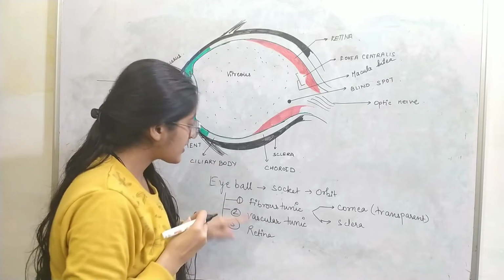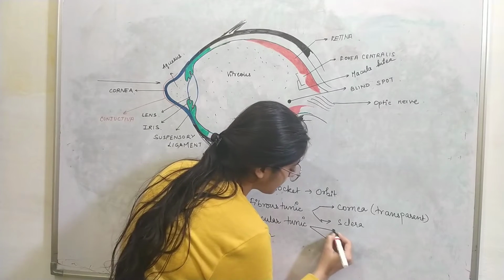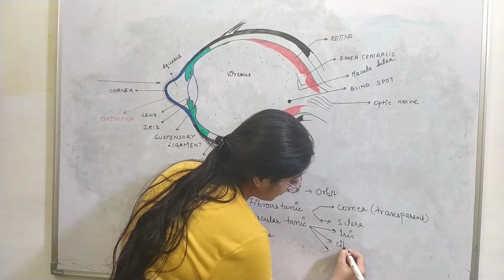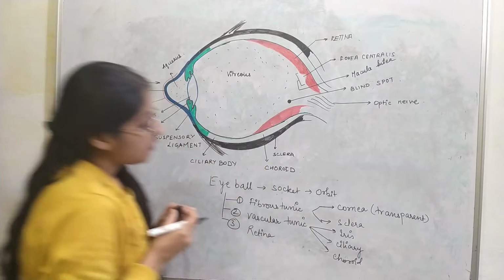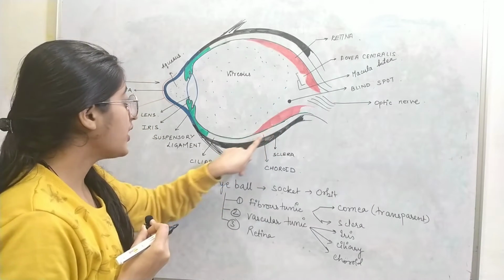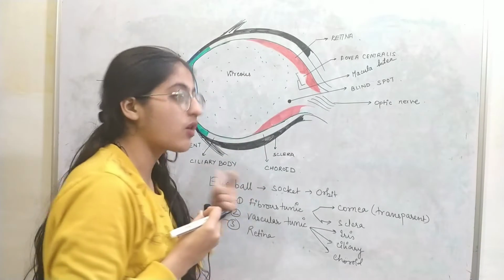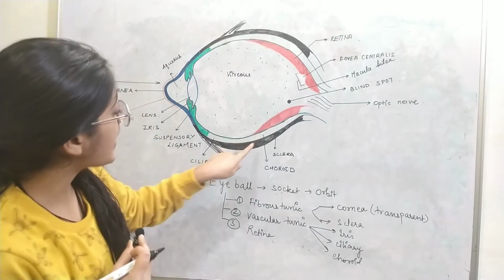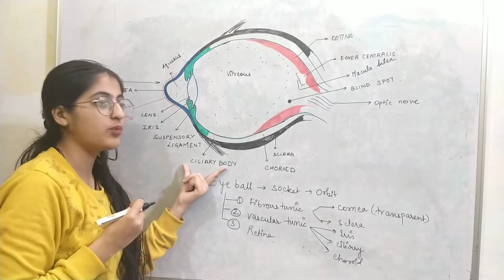The second is the vascular tunic, which is again divided into three parts: iris, ciliary body, and choroid. The posterior portion of the second layer is the choroid. Now what is the function of the choroid? The function of the choroid is to supply oxygen and nutrients to the other parts of the eyeball, and it extends further towards the anterior side to form the ciliary body.